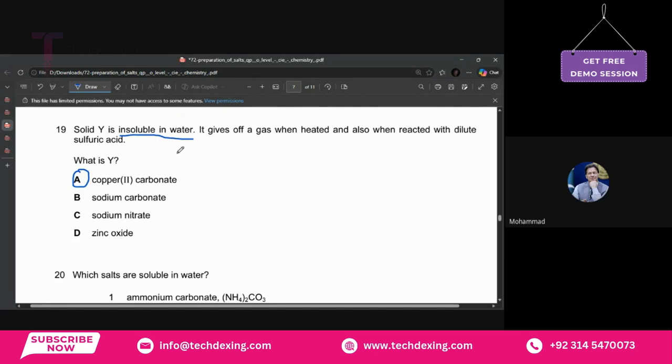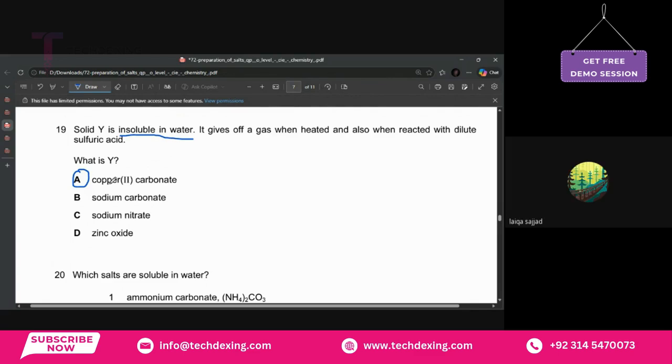Why not zinc oxide? Zinc oxide is insoluble in water, and solid Y is also insoluble in water. But how did you find out that it's not zinc oxide and copper carbonate? Because copper carbonate reacts with acid to produce salt, water and carbon dioxide, and zinc oxide reacts with acid to produce salt and water only.